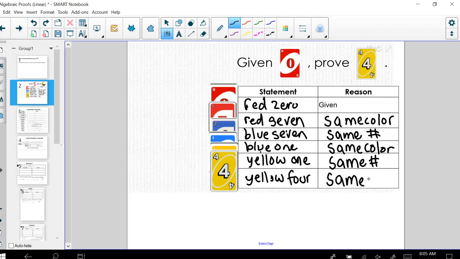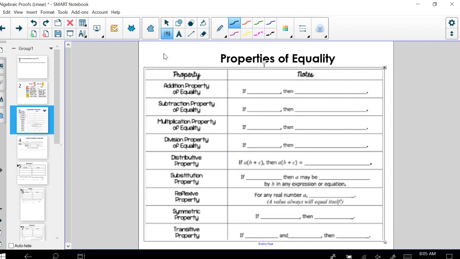I want to end up with what they're asking me to prove, the yellow 4, and that's because they are the same color. So when we're looking at proofs, they give us what we start with, and they give us what we need to end with or what our answer needs to be. We have to fill in everything in the middle that tells us what and why. So properties of equality, these are things that you should have done in Algebra 1. When we are looking at properties of equality, these will end up becoming some of our reasons or some of our justifications in our proofs.